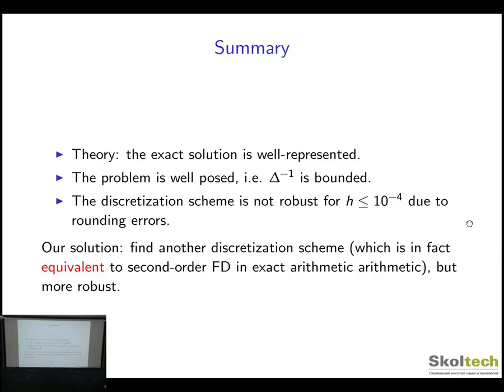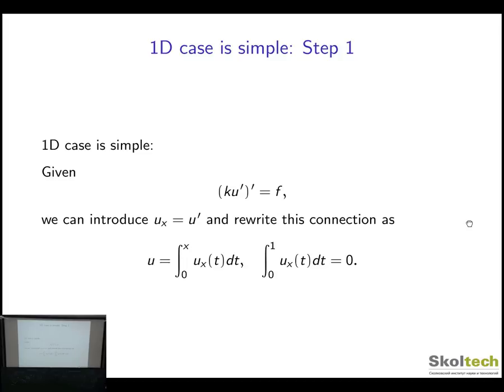We just found another discretization scheme, which has a non-local stencil. And it is equivalent to the second order finite difference in exact arithmetic. So it's equivalent in exact arithmetic, but it's more stable. And let's illustrate this wonderful fact for the 1D case, which is very trivial because this can be solved analytically, right? This equation is very easy to solve analytically because you can just integrate it. That's kind of obvious. So we introduce a derivative as a new variable, and we have this equation. So that's actually the main idea.